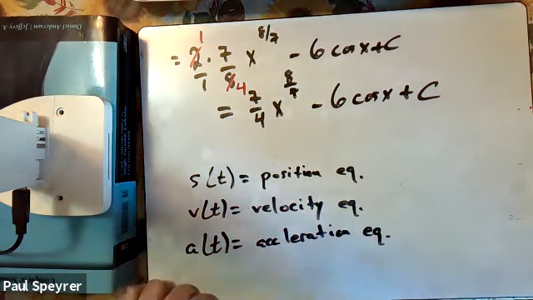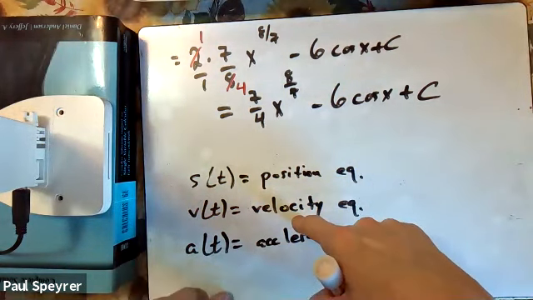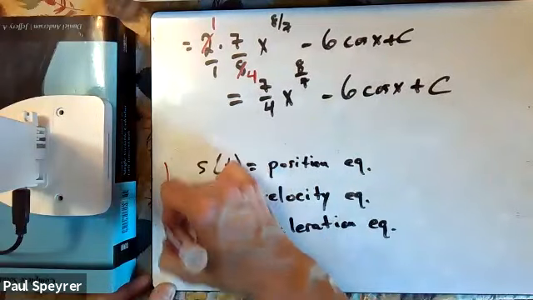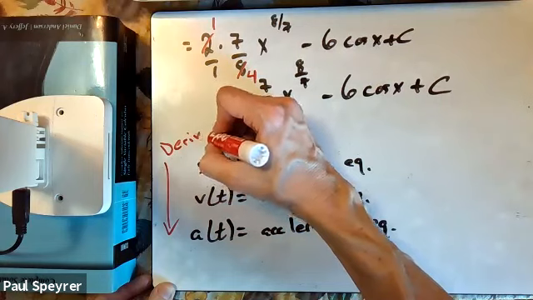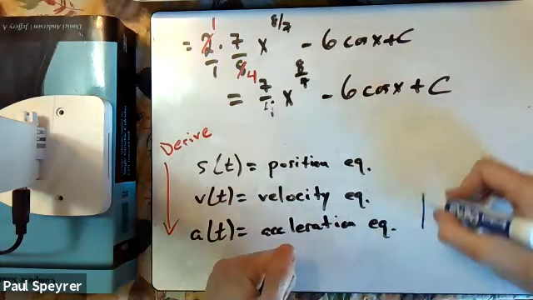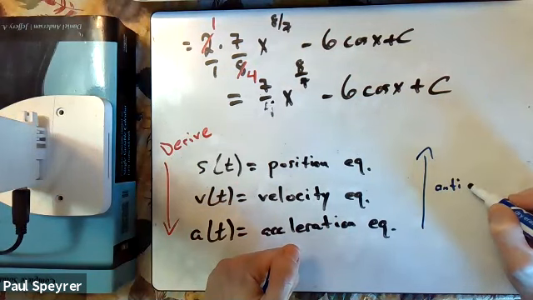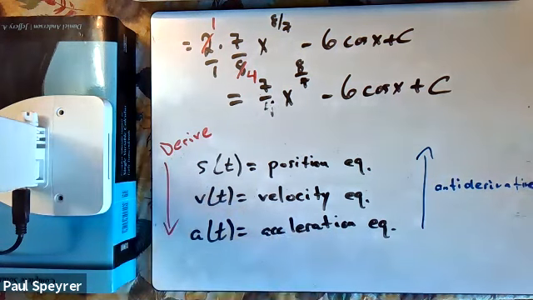So if you take the derivative of a position equation, you get velocity. Take the derivative of velocity, you get down to acceleration. So this is deriving if we go down. And then if we go in the reverse direction, like this, then that's taking the antiderivative. Derivative. Antiderivative.